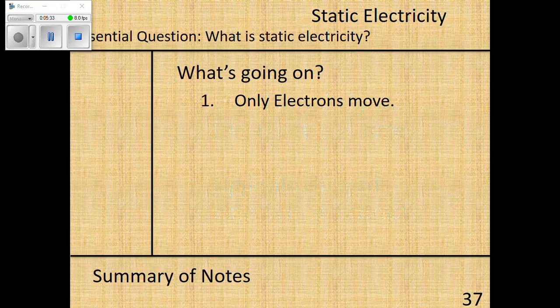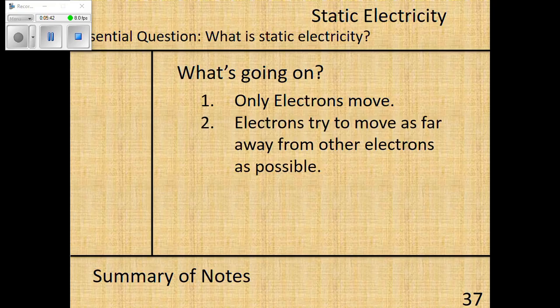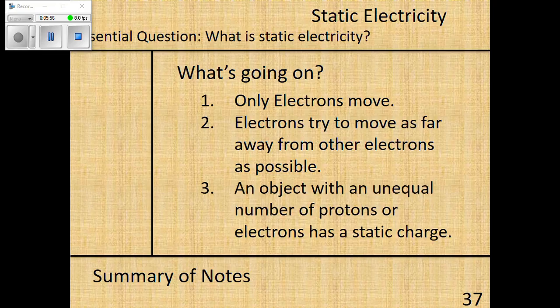Only electrons move. Now, I said that once, but it's important, worth repeating. Protons, we can't change the number of positive charges. We can only change the number of negative charges. Item 2. Because electrons are both negatively charged, they try to move as far away from other electrons as possible. Okay? They repel each other. They push each other away. And then, of course, an object with an unequal number has a static charge.